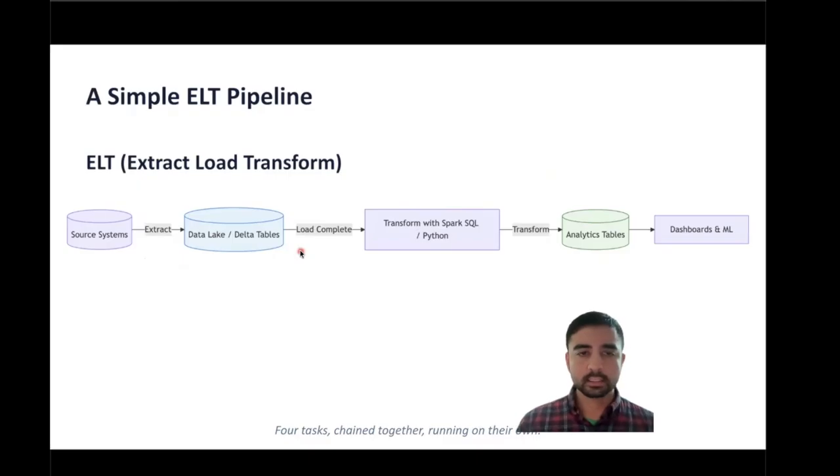The disadvantages are that raw data may be messy until transformations are applied, and it requires a platform capable of handling large processing. ELT is popular today because platforms like Databricks, Snowflake, and Google BigQuery have powerful compute engines, so it's often easier, faster, and simpler to load everything first and transform it where the data already lives.